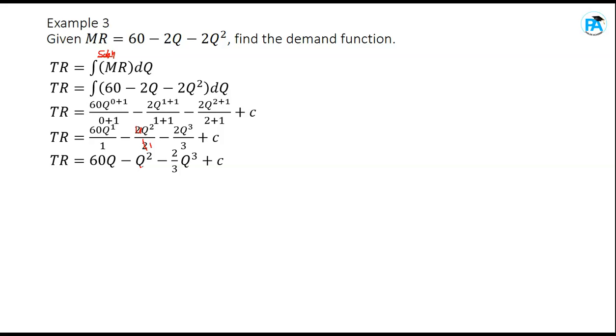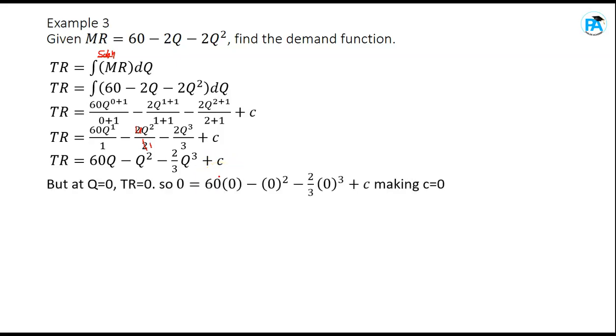I hope that's clear. Minus, now this you can break it down unless you convert it to decimal. 2 over 3, so 2 over 3 Q cube. Unless you convert it to decimal, 3 can't go into 2 just like that. You get it? So we're going to have 2 over 3 Q exponent 3 plus C. I hope you're following. So now, to find the value of C, are you with me?